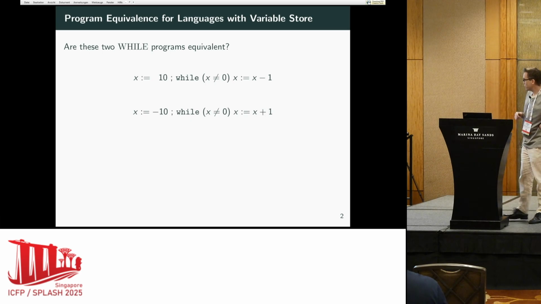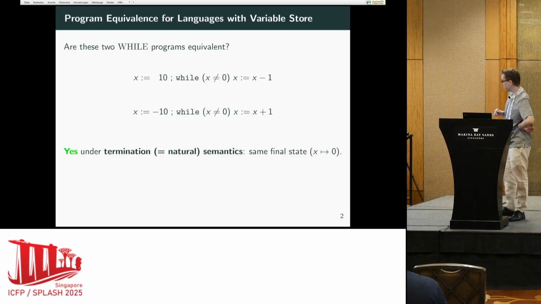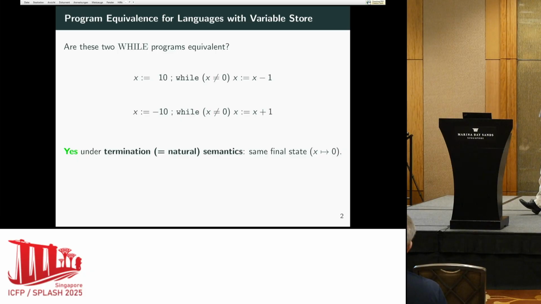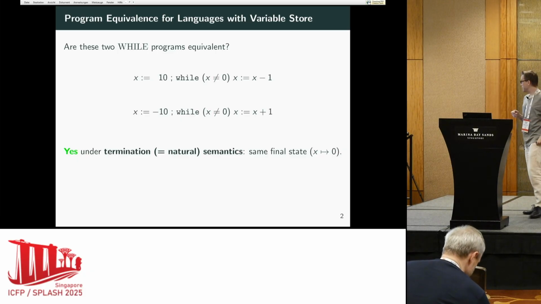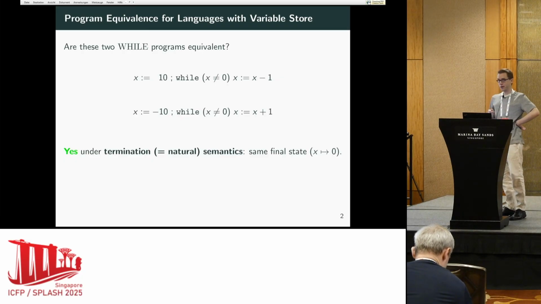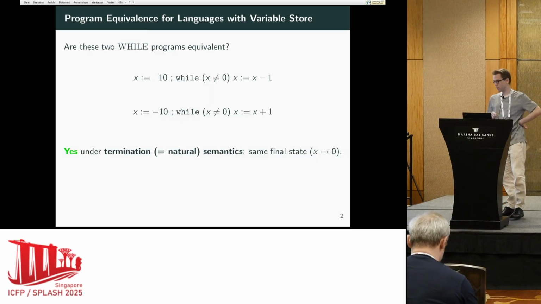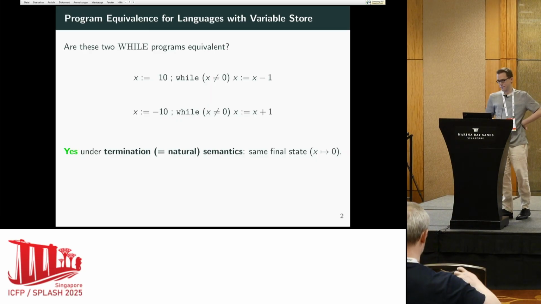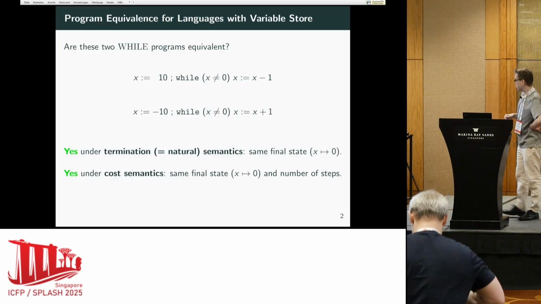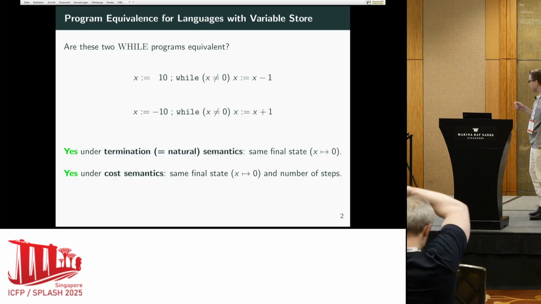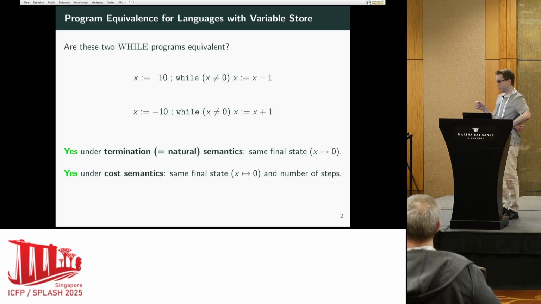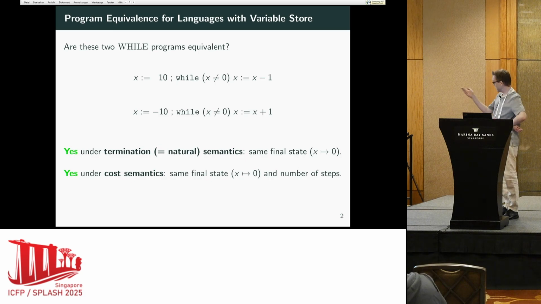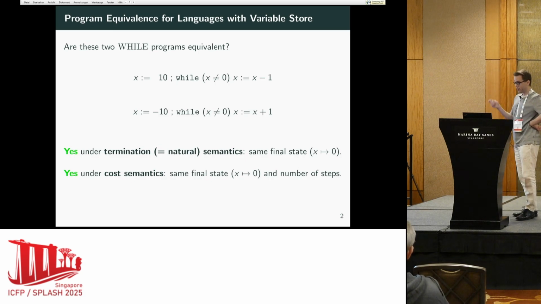Well, that's a nonsensical question because I didn't tell you what equivalent means. And in fact, there are various ways to answer this. If you take your standard big step or natural semantics, that we also like to call termination semantics, then they are equivalent because they generate the same final state, namely at the end in both programs x is 0, right? But you can also look at cost semantics, which means you not only take the final state, but you also take into consideration the number of steps to reach it. In this case, both programs take 10 steps, so they are also cost equivalent.